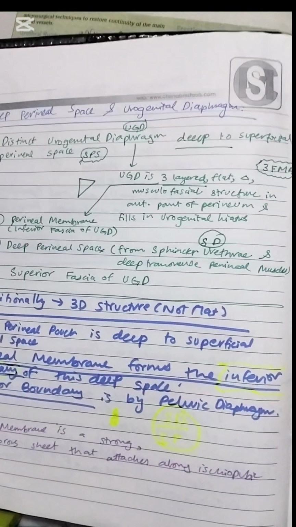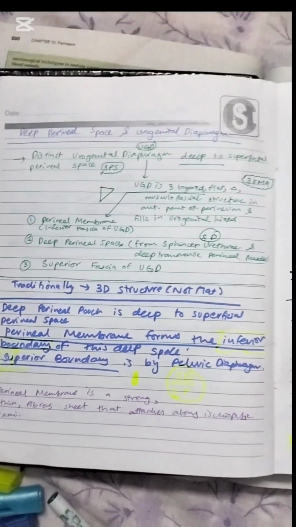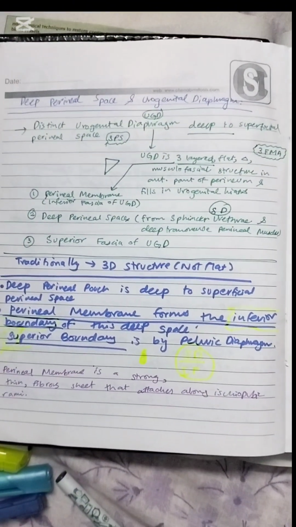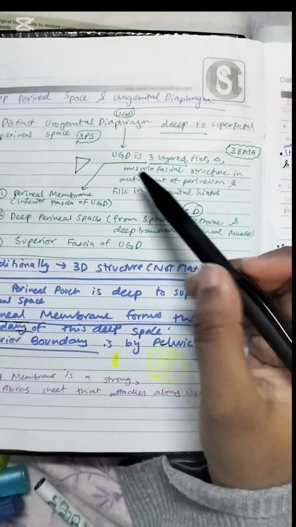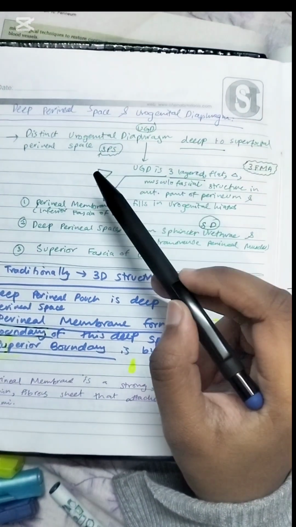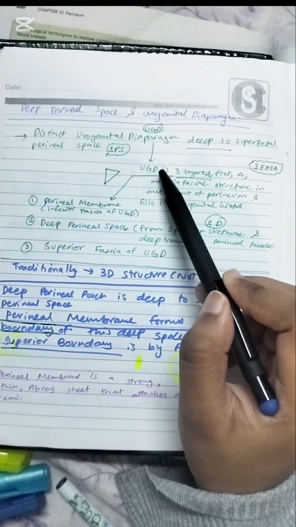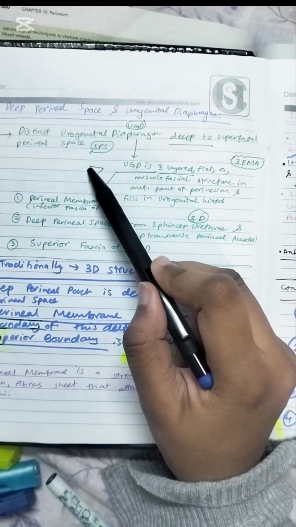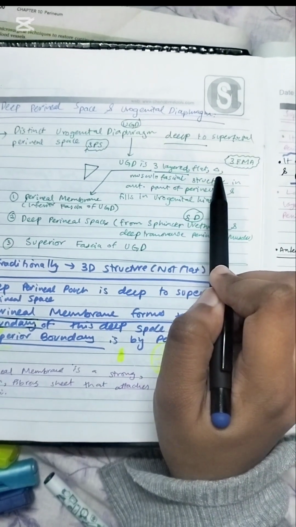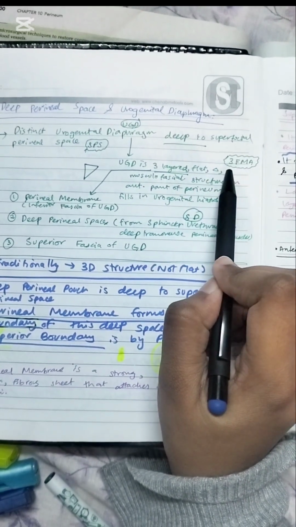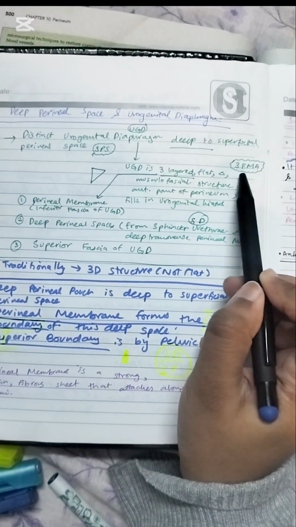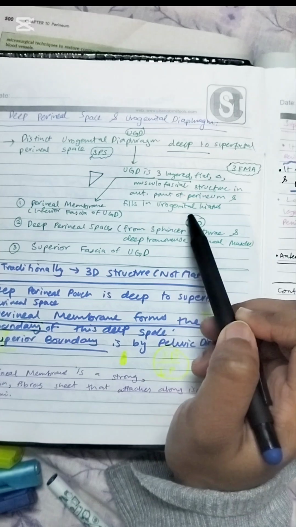Now let's talk about the deep perineal space and the urogenital diaphragm and their relation. What comes to your mind when you think of the deep perineal pouch? You should think about all the things that we can see from the perineum, right? First of all, you can see a distinct urogenital diaphragm which is deep to the superficial perineal space. When we talk about the urogenital diaphragm, I want you to remember a triangular structure. It has 3 layers, and it is flat and triangular. It is flat, musculofascial, and in the anterior part of the perineum, FMA, and it has 3 layers, right? And it fills in the urogenital hiatus.